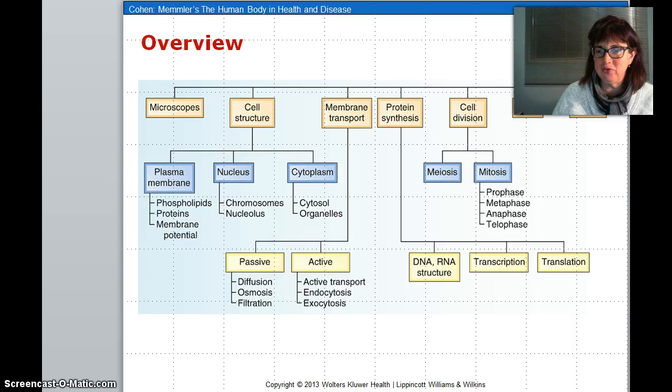When we look at Chapter 3, there are three different parts I want you to look at. The main one is cell structure and the organelles, or the parts within the cell. That's important. We're going to look at transport in terms of passive and active transport. And then you're going to look at some cell processes, protein synthesis, such as transcription and translation, and also cell division of meiosis and mitosis.